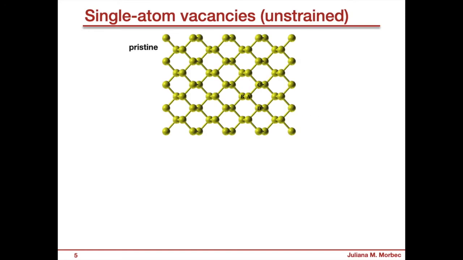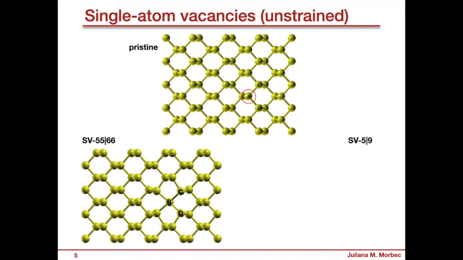So here we have pristine 4x4 monolayer phosphorene, and the most important atoms for this talk are these atoms labeled A, B, C, and D. When you create a vacancy, we are going to remove atom A, and there are two configurations that can result. You can have atom B moving in such a way to bond with atoms C and D in a symmetric way.